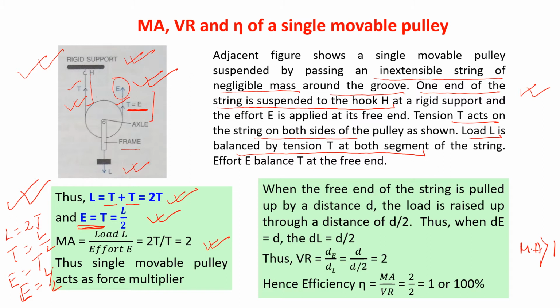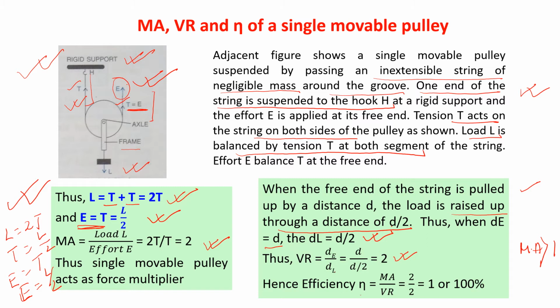Now when the free end of the string is pulled up by a distance d, the load is raised up through a distance d by 2. If the effort is pulled by a distance d in the upward direction, the load will only cover a distance d by 2. So when dE is equal to d, dL is equal to d by 2. From there, velocity ratio is equal to dE by dL, as we know. So it is d by d by 2, which is also equal to 2.